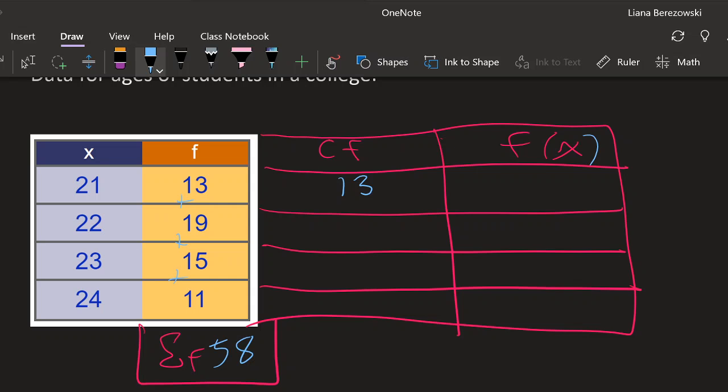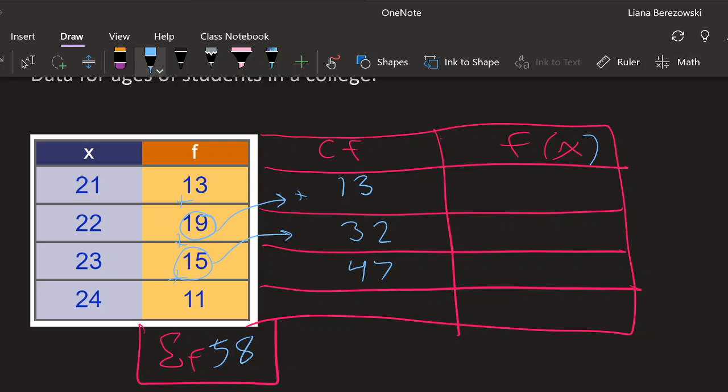Okay, next cumulative frequency, I'm going to take the frequency from my next score, which is 19, and add it to my last cumulative frequency. So 13 plus 19, if I add those together, I should get 32. Okay, same thing for my next score. My next score is 23. I'm going to add its frequency to my last cumulative frequency. 32 plus 15 should give me 47.